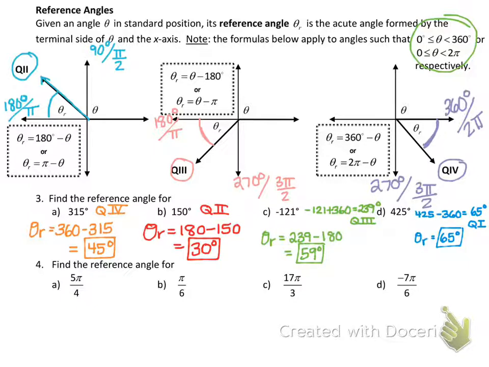Okay, so in radians, 5 pi over 4 is in quadrant 3. So this tells us that to find our reference angle, we are going to take that angle and subtract it from pi. And when you do this, again, you could do common denominators if you wanted to, you get pi over 4. Pi over 6 is, again, in quadrant 1, like our last degree example. So the reference angle here is just pi over 6.